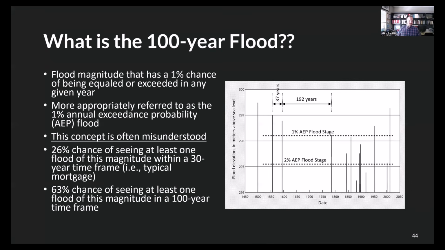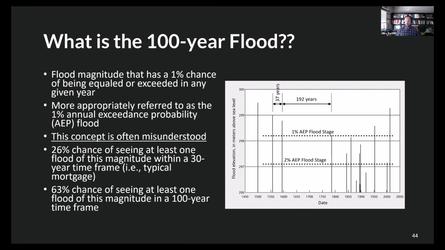But when you're speaking to it, especially in public, I would strongly recommend you refer to it as an annual exceedance probability and speak to it as, hey, this is a flood that has a 1% chance of being equaled or exceeded in any given year. Just because you got a flood of this magnitude this year does not mean that it is impossible of getting a flood of equal magnitude or greater next year, right? This is a really, really misunderstood concept.